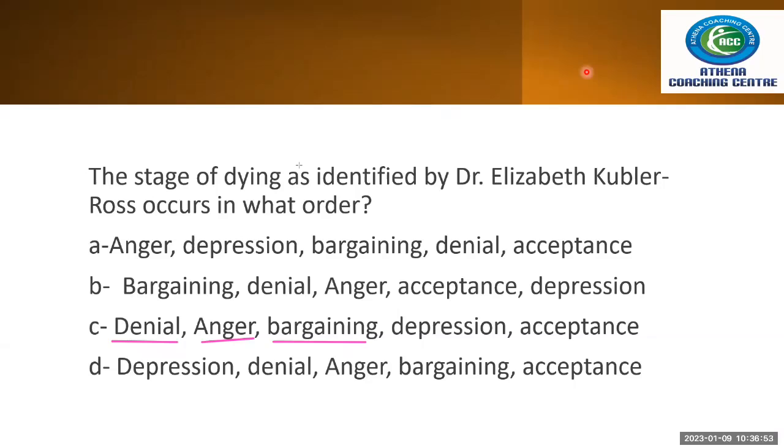Fine. So bargaining is giving an offer to someone to get something. Basically, we give offers not to a person, only to God, as per my experience. That is quite a normal thing.